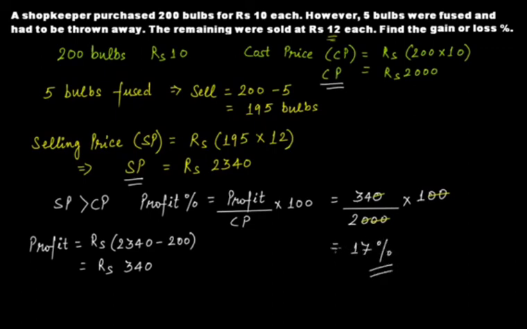So this is your profit percentage when you sell 195 bulbs at rupees 12 each.